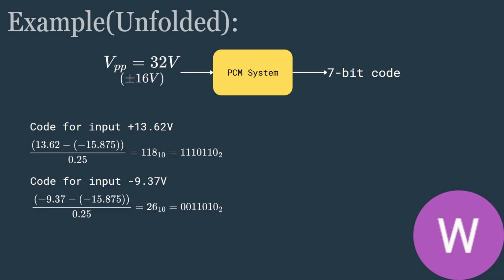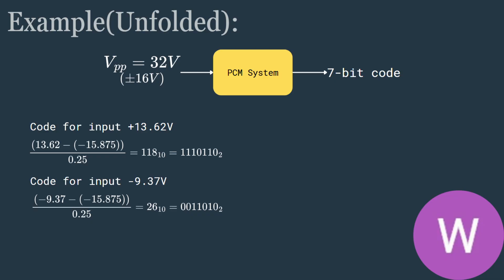So let's say the same example as before, which is the V peak is 32 volt and then goes through a PCM system and it outputs a 7 code bit. So now let's say we input 13.62 volt. What is the binary code?